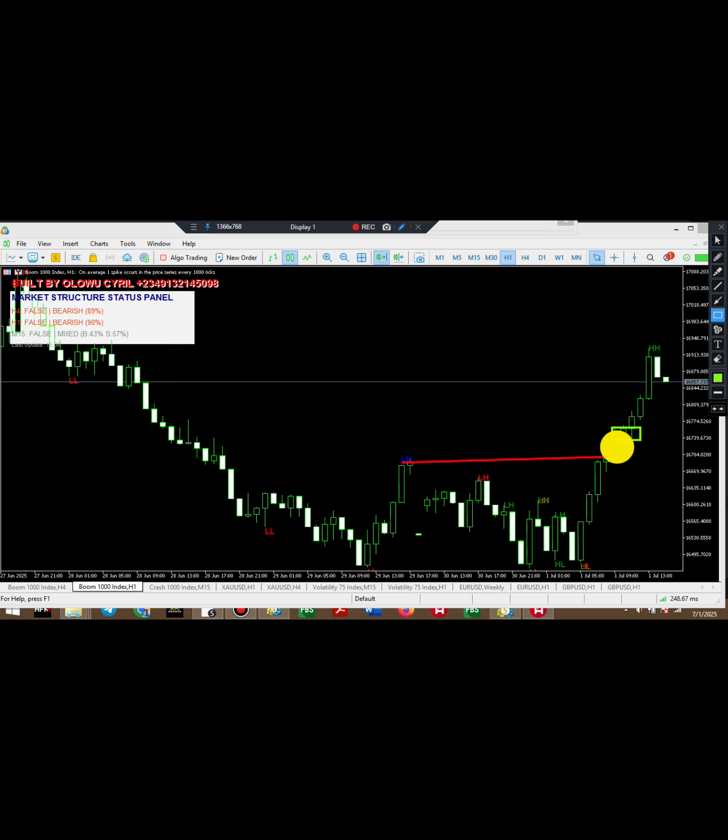So immediately price break above this, it converted it to a breaker block, right? For those of you who understand what I'm saying, converted it to a breaker block. Even right from here, we start having a breaker block. Immediately price break above this, what is it called? Your lower high on H1. We started having a breaker block from that zone, right? We started having a breaker block because initially it was bearish.